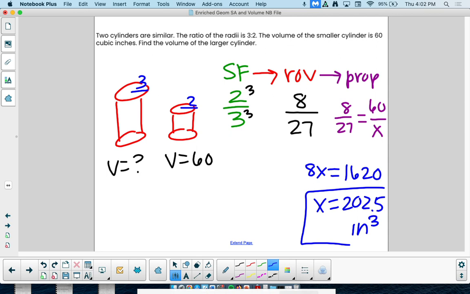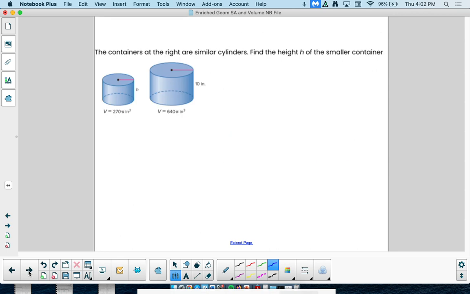Now these last two, it looks like we're working backwards from the volumes. So we're going in reverse order. It says the containers at the right are similar cylinders. Find the height h of the smaller container. Do you see how this time we're looking for h, but we know both of our volumes? So this time we're starting at the ratio of our volumes.